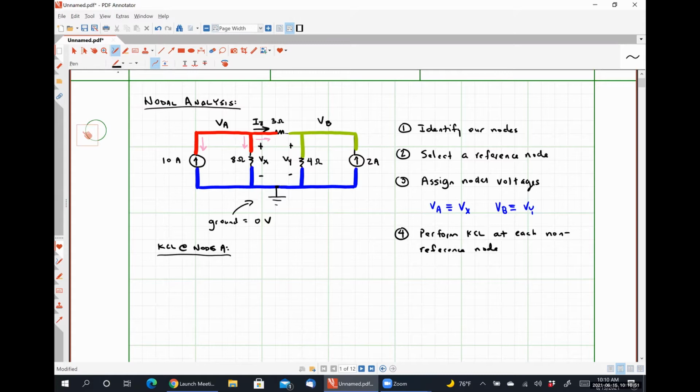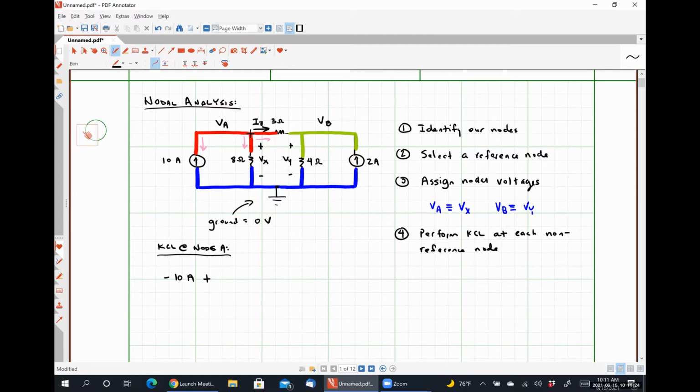So my current through my 10-amp source direction down is negative 10 amps. Does everyone agree with that? Yes. All right. My next term is my current through my 8-ohm resistor. So let me explain exactly what I am doing here. I'm going to apply Ohm's law, just as we would have done previously when we're trying to find the current through a resistor, but I'm going to do it in a very specific way.